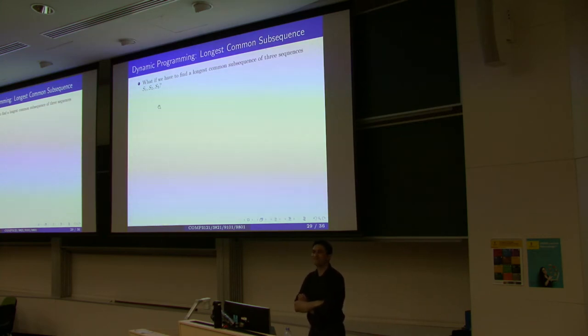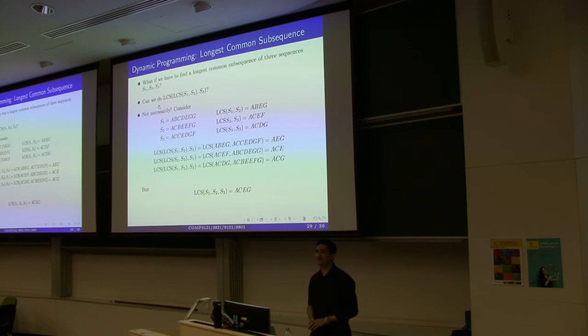Any ideas? Yes? You just find the longest between two of them, and then you take that string and find the longest between the third. Yeah, so that is a very natural idea which one would think of when trying to extend an algorithm which is already there for two strings and use it to solve a problem which is actually concerning three different strings. So this is indeed the question: can we just find the longest common subsequence of three strings by first finding the LCS of two strings and using that to find the LCS of S1, S2, and then S3?